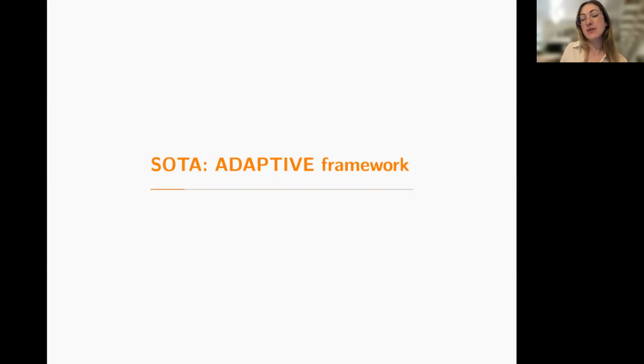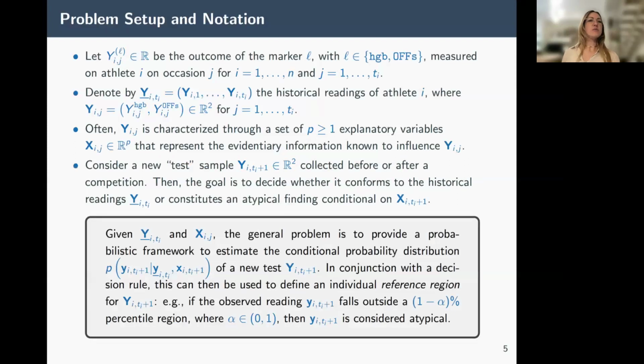This is the state of the art, so it's important to outline it a bit because we build on it. So we maintain the actual framework. So let me provide a bit of notation. I'm sorry, this is a bit heavy, but it's somehow mandatory. So let's consider some outcome related to a biomarker L. Here we consider two biomarkers, hemoglobin and the OFF score. Let me mention that the OFF score is a derived quantity from the hemoglobin. It's a combination of this and hematocrit.